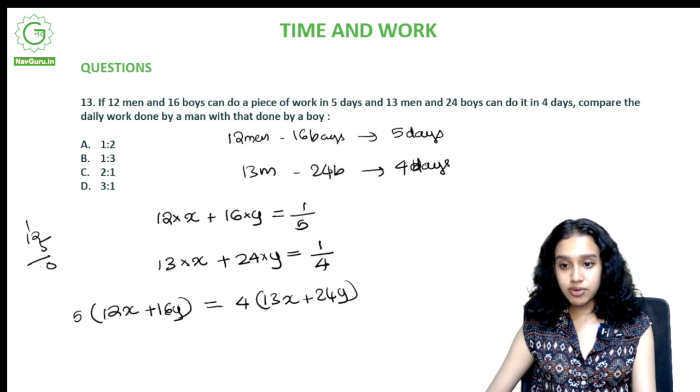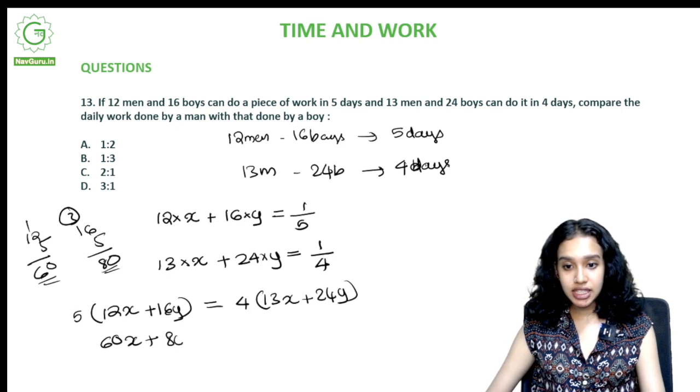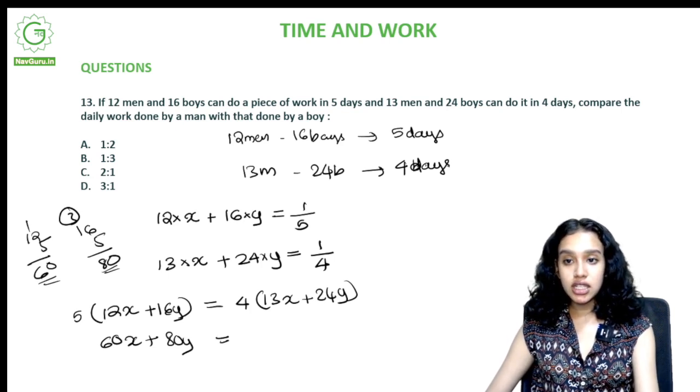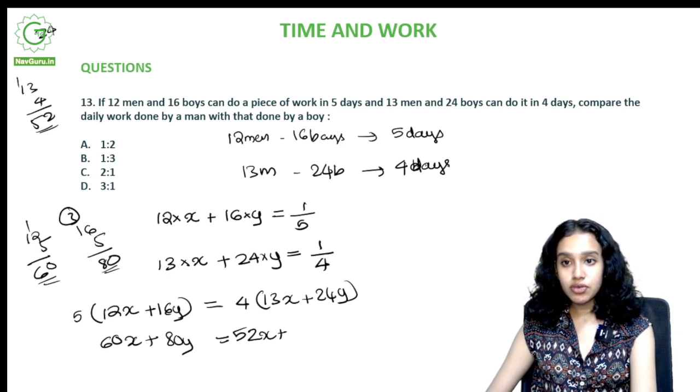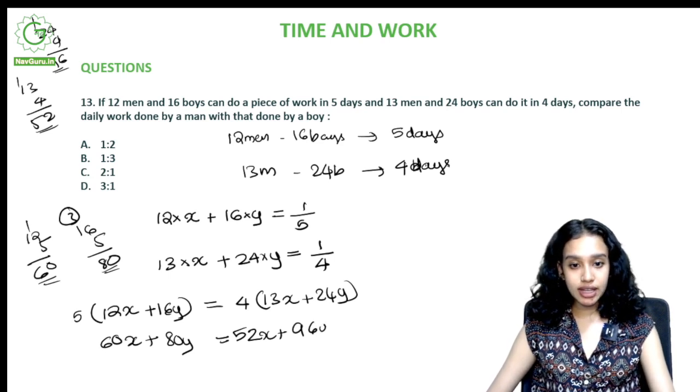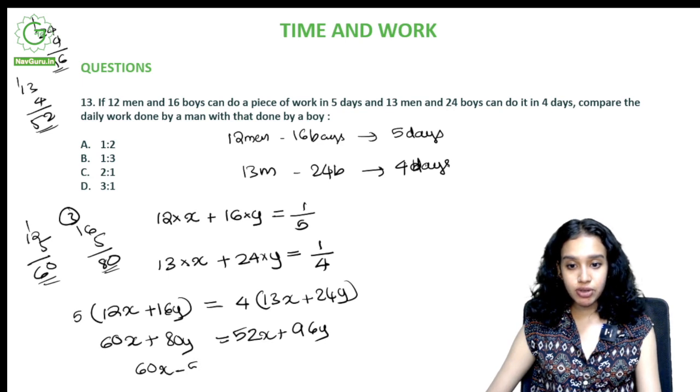5 2s are 10, 5 1s are 5 and 6. So 60x plus 16 into 5, 5 6s are 30, 5 1s are 5 and 8, 80y is equal to 13 into 4, 4 3s are 12, 4 1s are 4 and 5, 52x plus 24 into 4, 4 4s are 16, 4 2s are 8 and 9. So 96y.